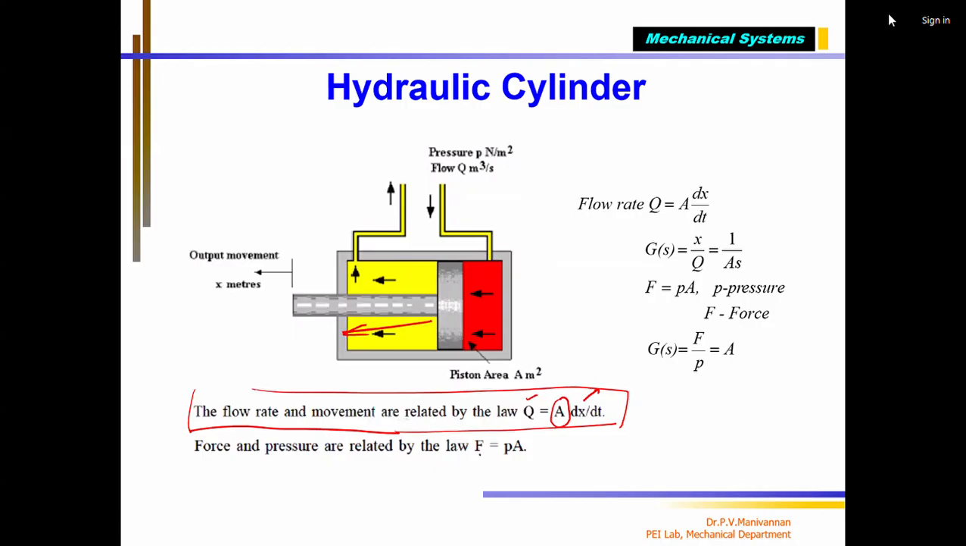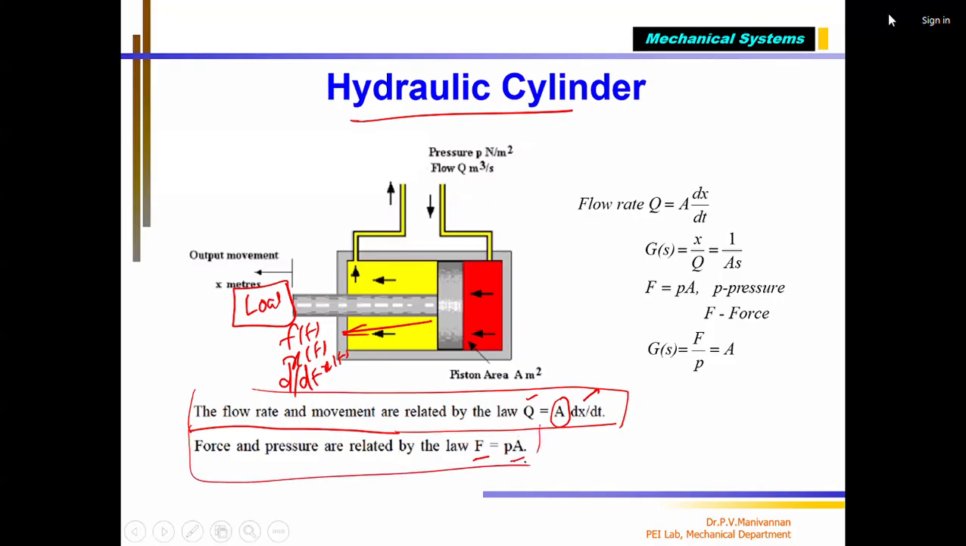Similarly, when I talk in terms of force generated by the hydraulic cylinder, this force is what is going to drive my load. Correct? The force is important. Force and displacement, and d by dt of x of t is nothing but velocity. All these things are related. So force equals P into A, where P is the pressure of the fluid and A is the area of the piston. So this is the second. That means I can have two mathematical models. One based on flow rate versus velocity. The other is flow rate versus the force generated. Force is the output.